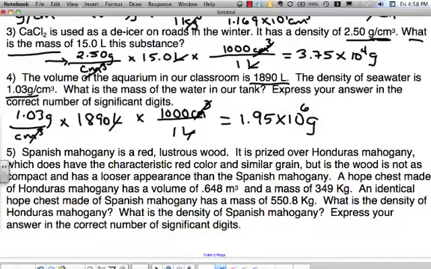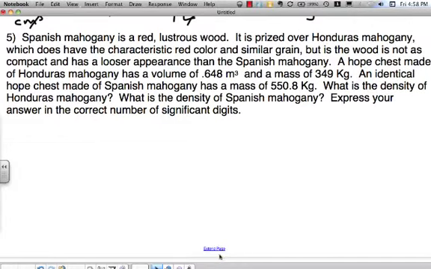All right. Last one. Spanish mahogany. Much nicer than a Honduran mahogany. A hope chest has this volume and this mass. Identical hope chest has this mass. What is the density? So you want the density of the 2, and we're going to do this in grams per centimeters cubed. So we're going to have to do some unit converting.